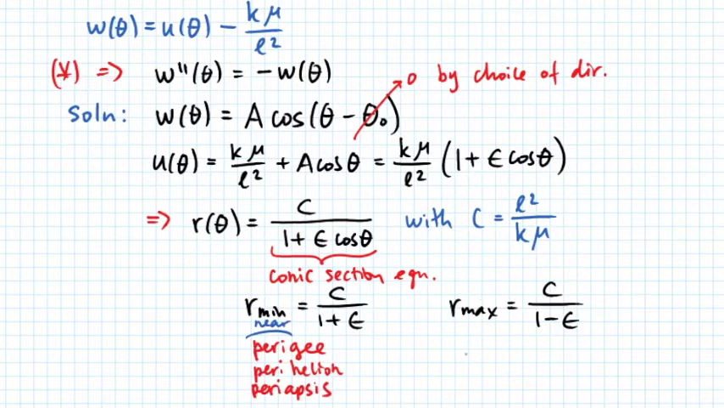Likewise, for r max, this is called apogee for an object that orbits the Earth, and apo means away. Or aphelion if you orbit the Sun, or apoapsis, simply orbiting some object.